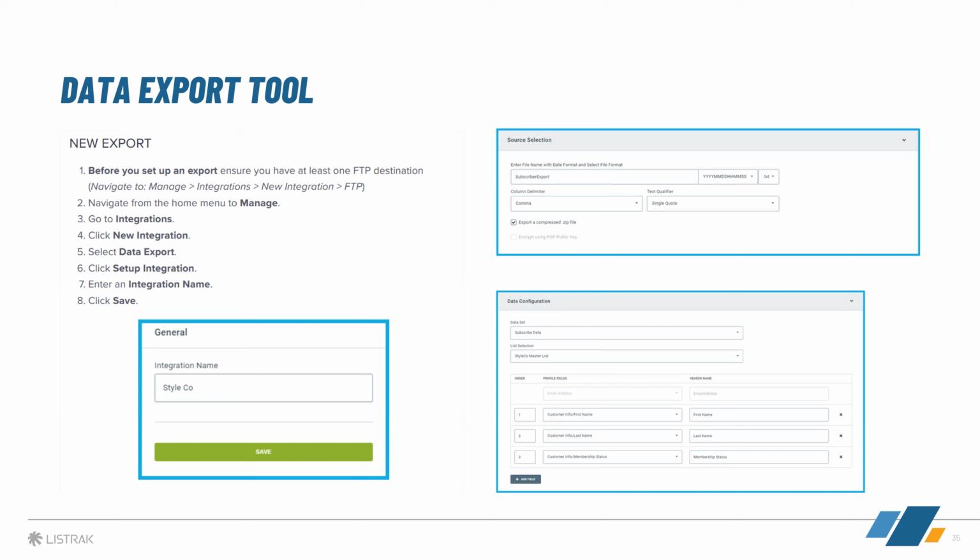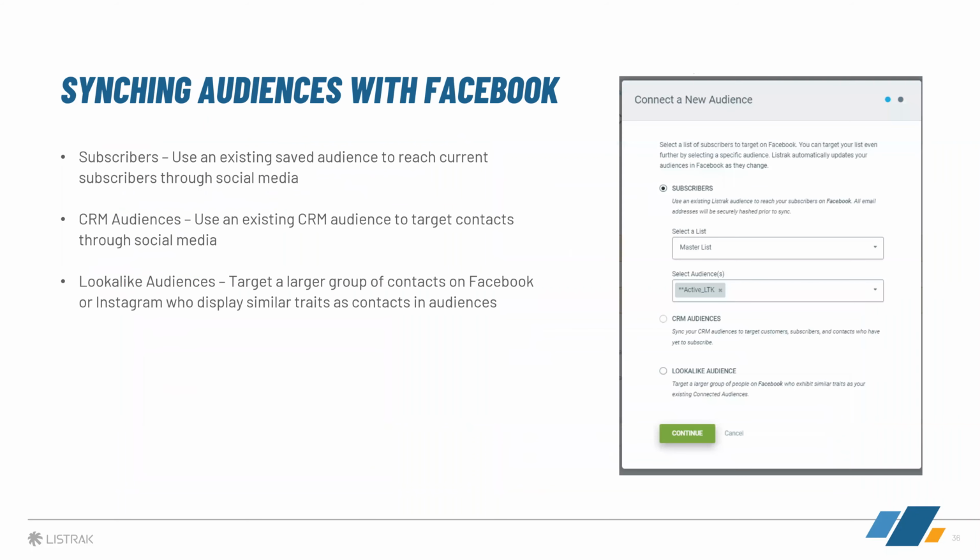So don't be afraid to ask us if you have any questions on how to utilize the data export tool in order to take some of that data and utilize it outside of Listrak. But in that same vein, you may want to sync some audiences with Facebook. As you all may know, or Meta, maybe they've officially made the move to Meta by the time we're talking here. So it's important to understand that you can take certain audiences within Listrak and sync them out to Facebook and create lookalike audiences based on that.